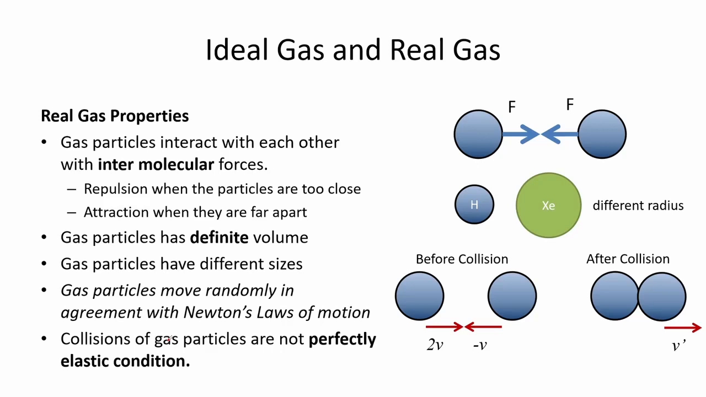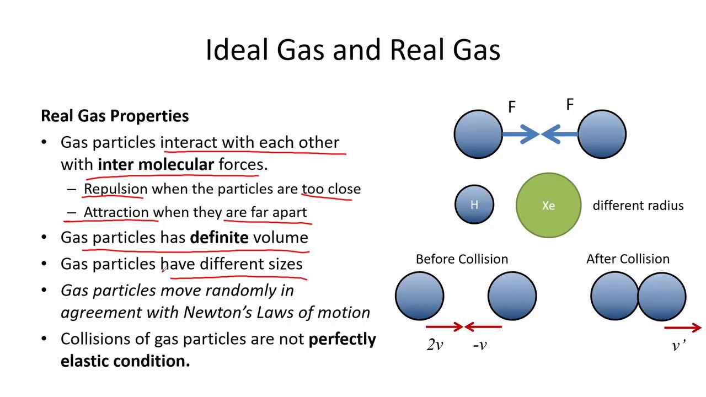Here we have the properties of real gas. The particles interact with each other with intermolecular forces: repulsion when the particles are too close, and attraction when they are far apart. The gas particles have definite volume and the particles have different sizes for different types of molecules. The gas particles move randomly in agreement with Newton's laws of motion just like in ideal gas, but the collisions are not perfectly elastic.